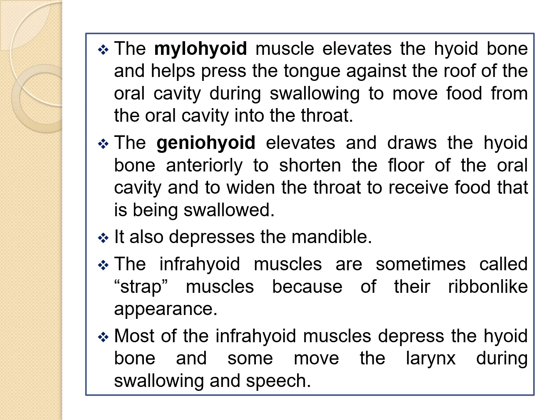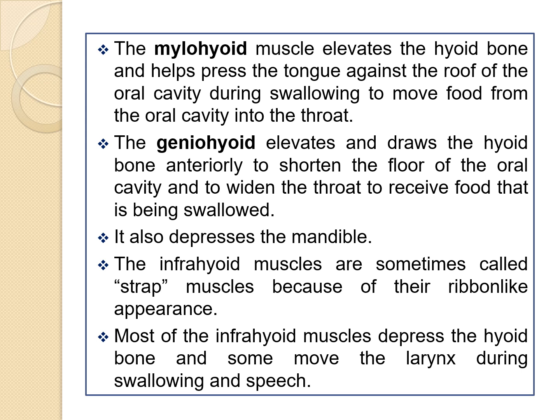And the next muscle is geniohyoid. It elevates and draws the hyoid bone anteriorly to shorten the floor of the oral cavity and to widen the throat to receive food that is being swallowed. It also depresses the mandible.